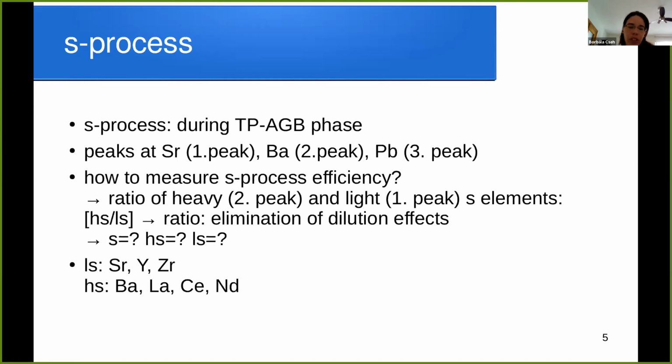But which elements do we use when we compare these elements? So what is s here, s elements? What are the hs and ls elements? It depends on the study. But usually ls is strontium, yttrium, and zirconium, and hs is barium, lanthanum, cerium, and neodymium.